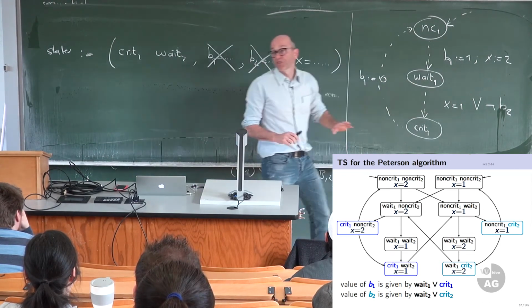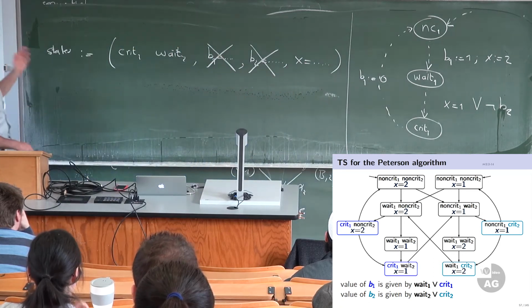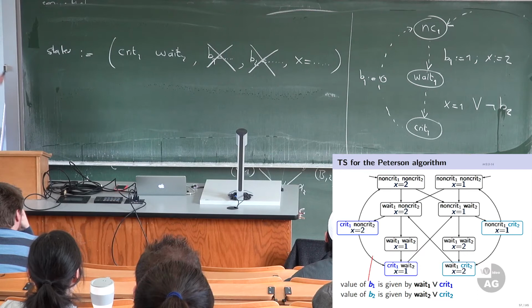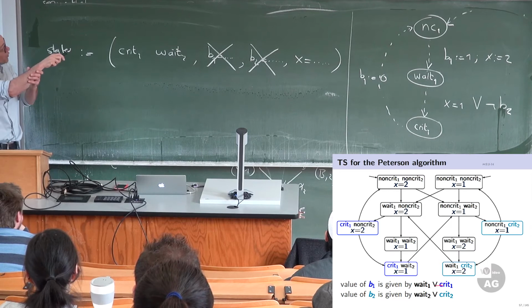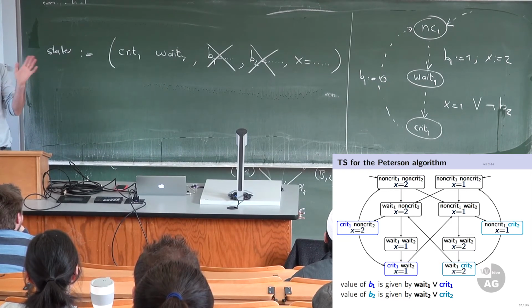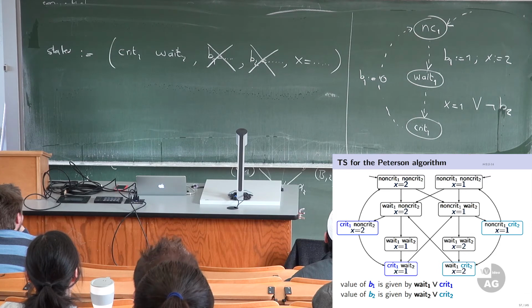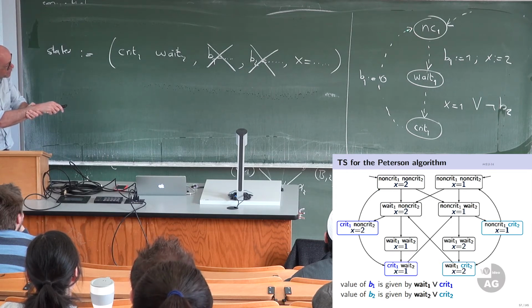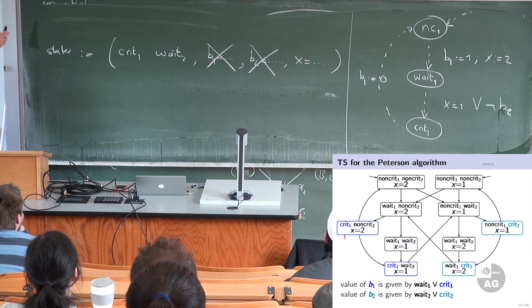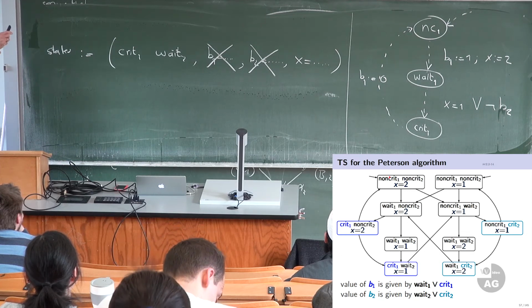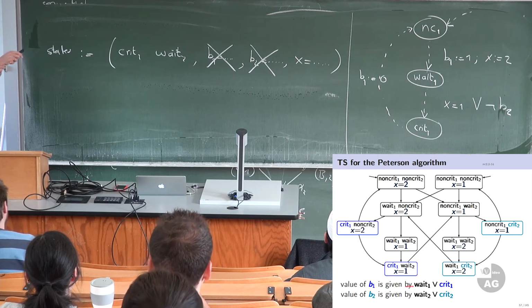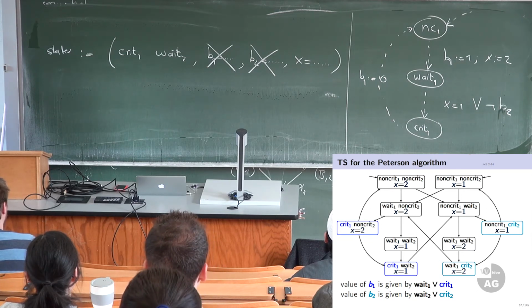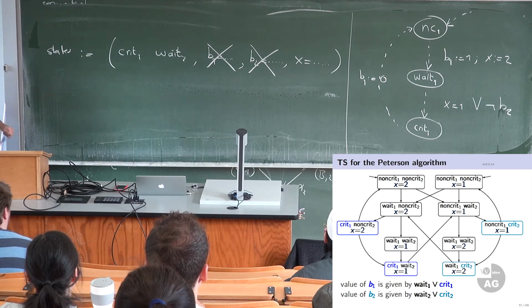What does it mean in terms of the local states? Well, nothing changes. There are no assignments here, so nothing is changing to X, right? But wait 1 becomes crit 1. This does not also affect B1 because B1 is wait 1 or crit 1. It was 1, it stays 1. Good. Now at some point we're going to release. So that corresponds to this edge over here. We're going to release the critical section. We're going to set B1 to 0. And that means we move from crit 1 to non-crit 1. Because non-crit 1 becomes true, B1 becomes false. Yeah? Good. What else do you see?